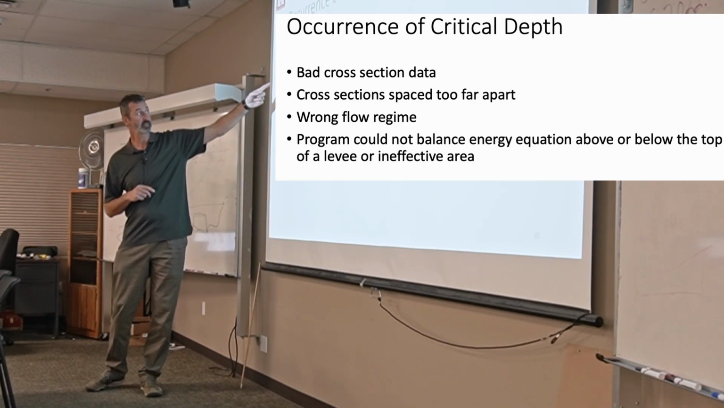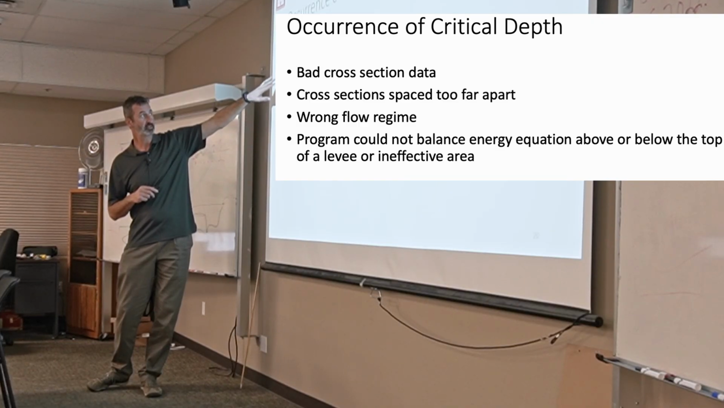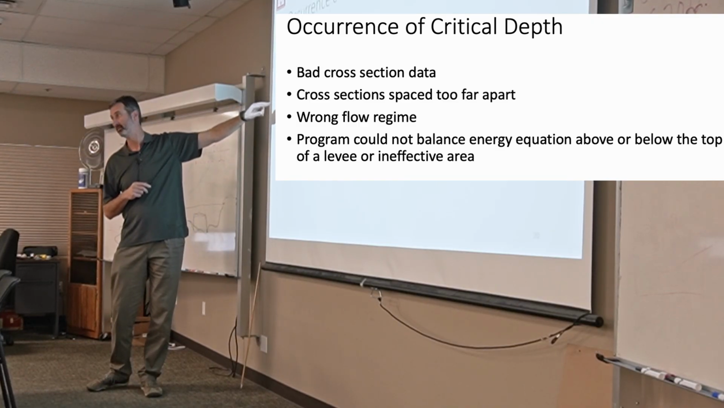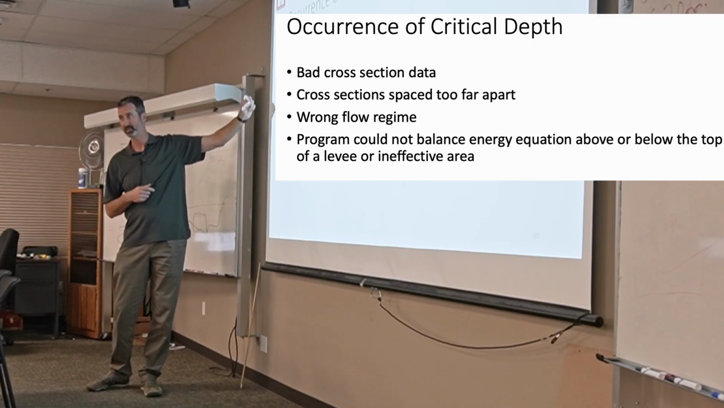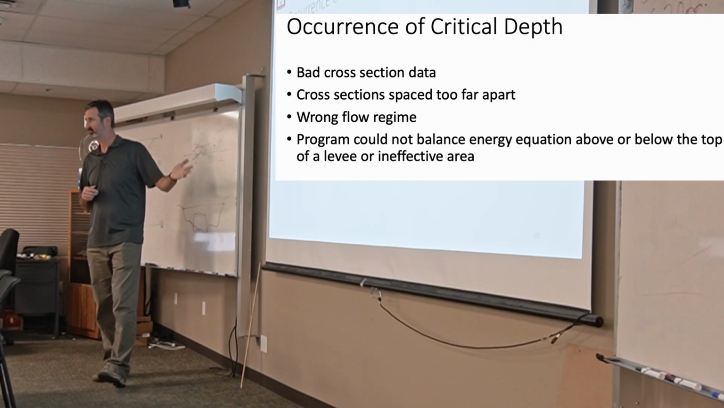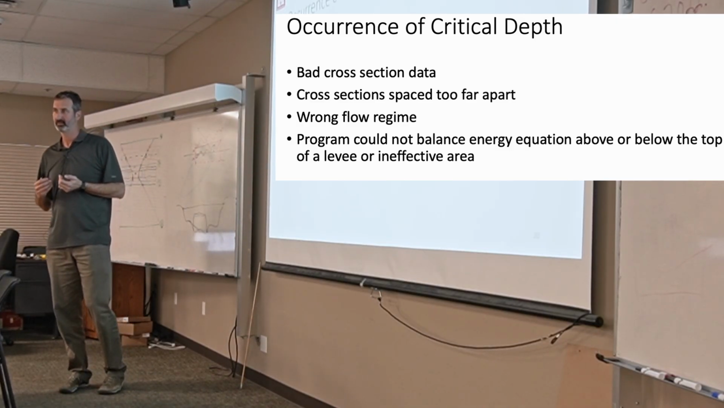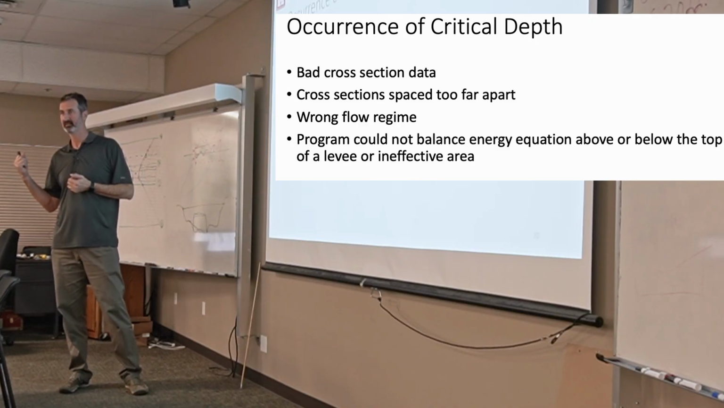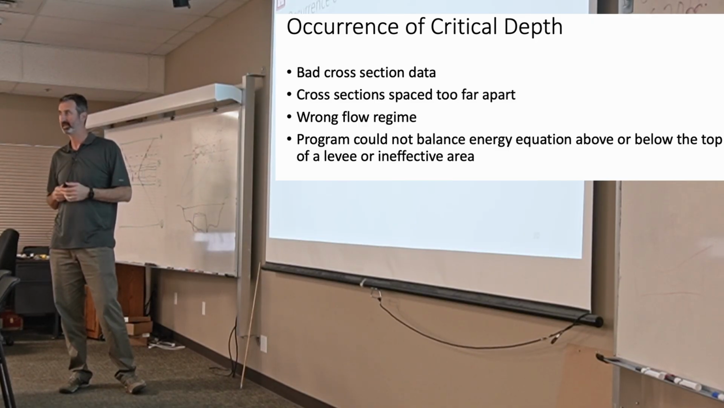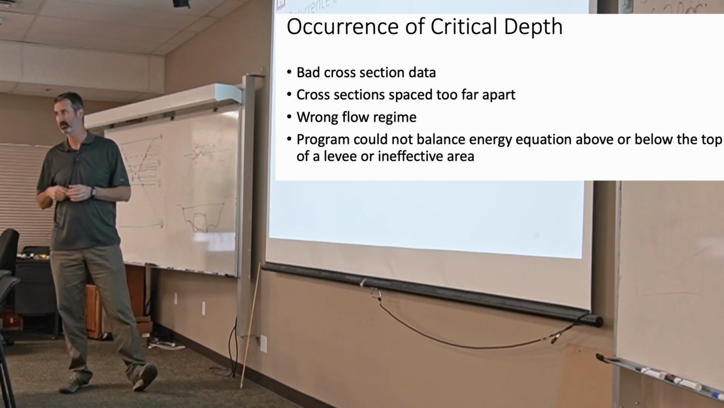Wrong flow regime. This is where I didn't run it right. I said run it subcritical, and it wasn't true. It was mixed flow. The mixed flow run actually works really well. Why do we not just make that always work that way? Well, it requires a boundary condition on the upstream side, and we didn't want to make you put that in if it normally doesn't happen.